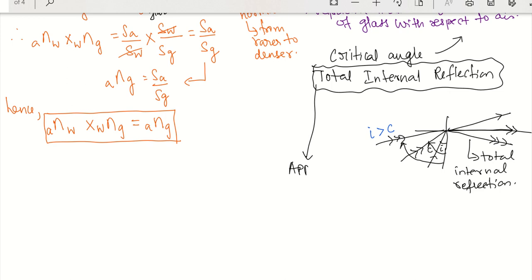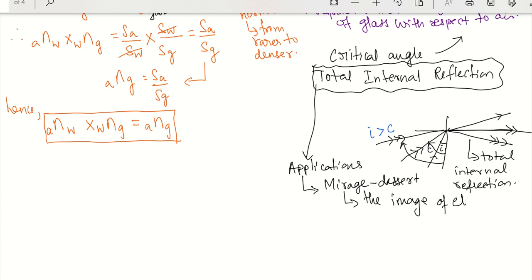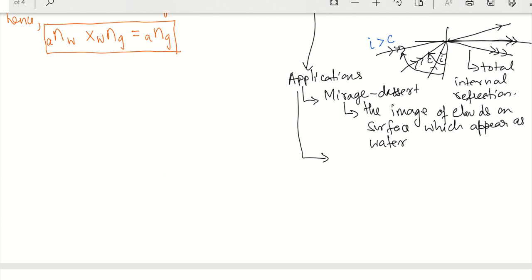There are many applications here. One of the applications is mirage. We see in the desert where we see the image of clouds on the surface, which appear as water, right? So we also have seen rainbow.